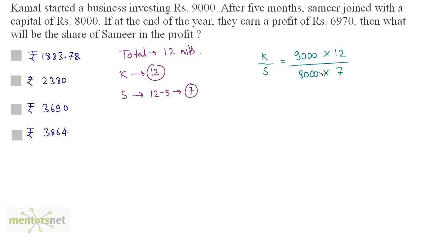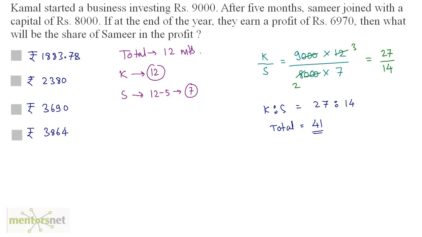Cancelling out the terms, the zeros get cancelled out. 4 times 2 is 8, 4 times 3 is 12. So it is equal to 27 by 14. So K is to S, that is the ratio of Kamal's and Sameer's profit, is 27 is to 14. Now the total parts of profit here are 27 plus 14, which is 41.